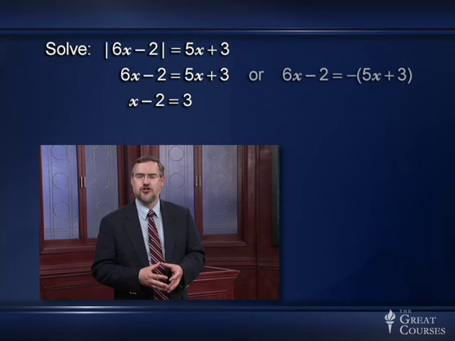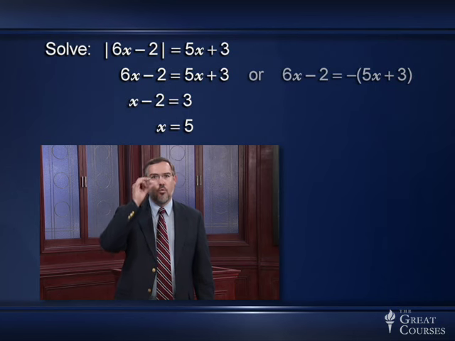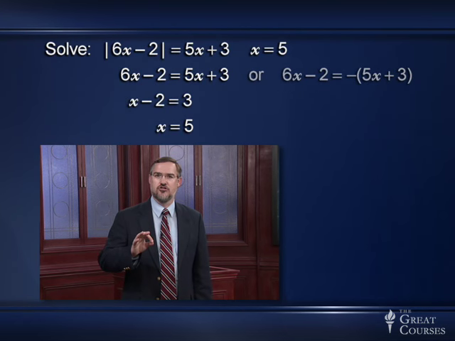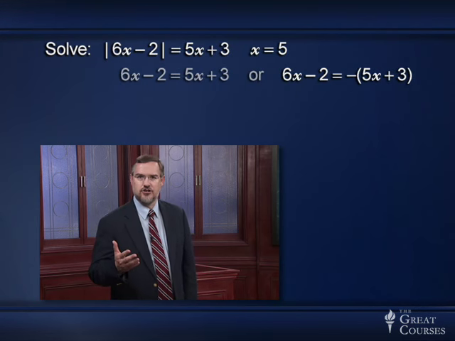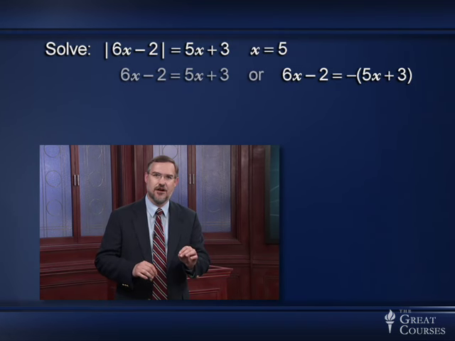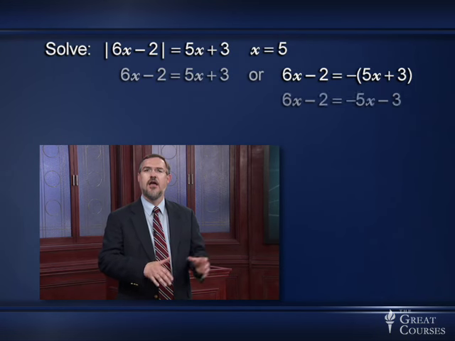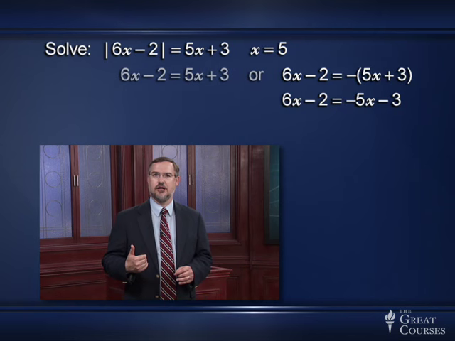And now adding 2 to both sides of that equation gives me x equals 5. So one of the possible solutions is x equals 5. Now if I go to the second equation I had written down, which was 6x minus 2 equals the negative of 5x plus 3, I'm looking at 6x minus 2 equals negative 5x minus 3.